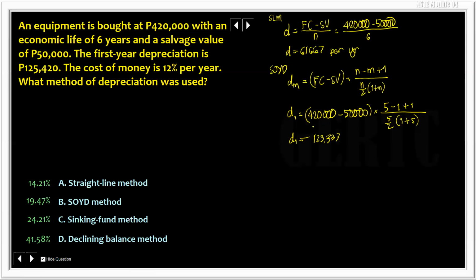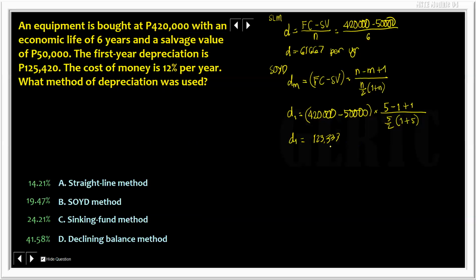For the SOYD method, this is not for each year, but only for the first year. If we change this to 2, whatever we get is the second year depreciation. Anyway, since that is not equal to 125,420, the answer is not the SOYD method, not letter B.